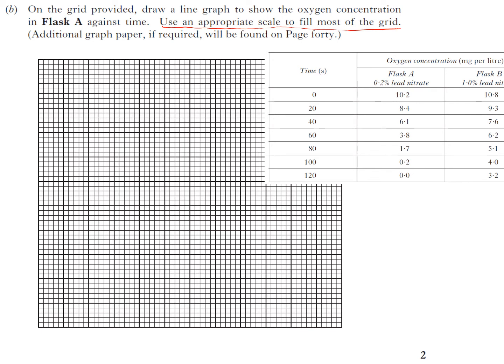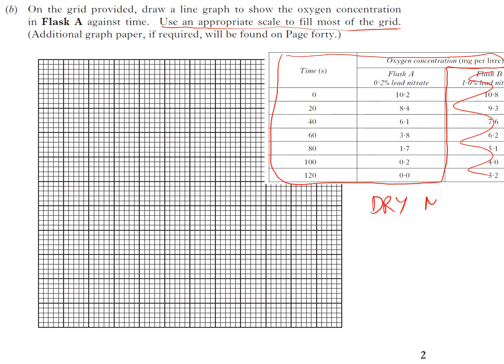Okay, so we're only looking at the time and the Flask A concentration in mgs per litre. Okay, Flask B we don't need to worry about at all. Okay, so first of all you have to be sure you've got your axes around the right way. I quite like the DRY MIX, which is dependent, responding, is on the Y; measured, independent is on the X. Or there is also the nappy rule.